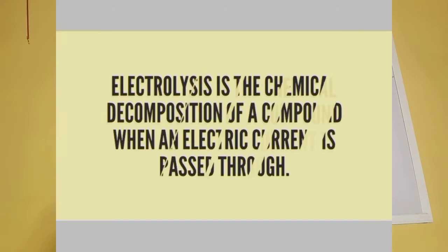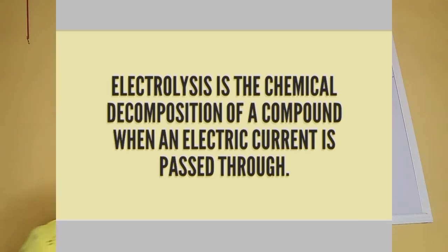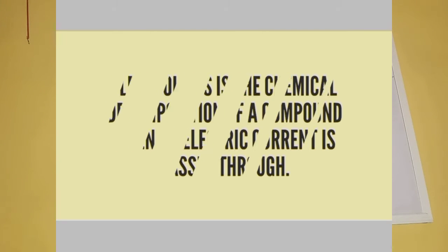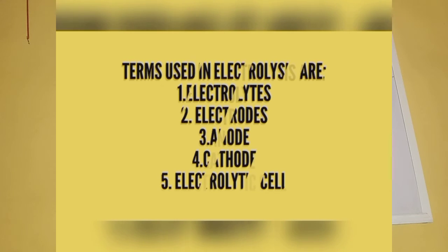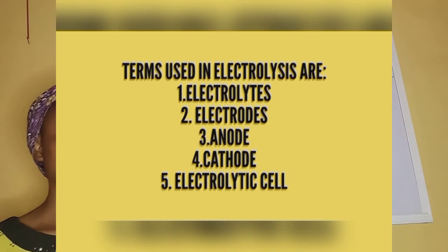Electrolysis is a chemical decomposition of any compound, provided an electric current passes through it. It is decomposed by reason of the passage of an electric current. More so, we have some terms that are used in electrolysis.